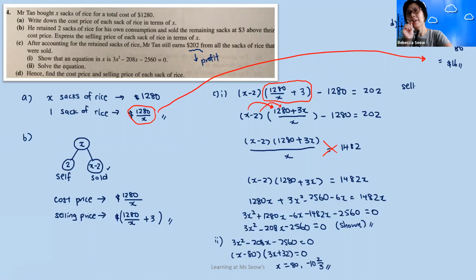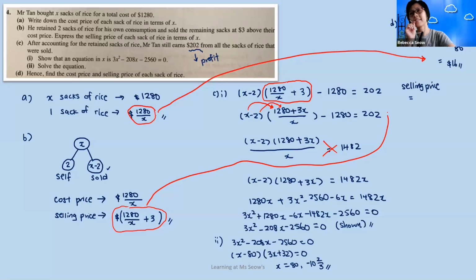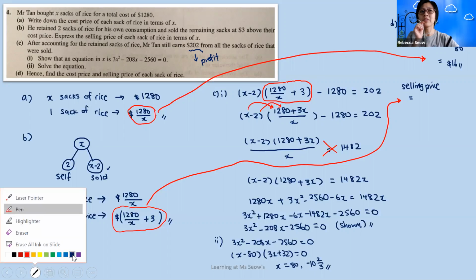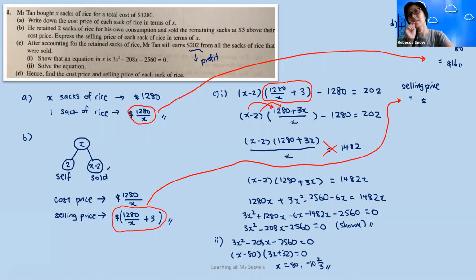How about selling price? Since it's $3 more, where do we get this piece of information from? This. So I'm going to draw another arrow up. So basically we take 16 and we add 3 to it to have the selling price. So 16 plus $3, and that gives us $19 as the selling price.